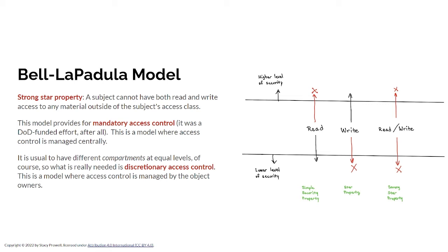I mentioned SCI, I mentioned SAP programs. So what we really need is something where the end user has a little more control, and we would call that discretionary access control. That's a model where access control is managed by the owners of an object, right? Under mandatory access control, you can sort of think there is a set of overseers who manage everything. With discretionary access control, we push some of that down to the users.